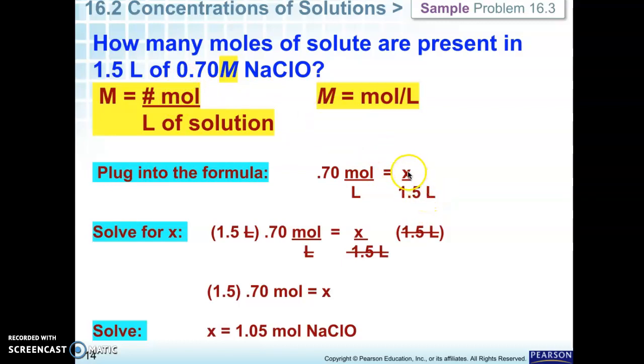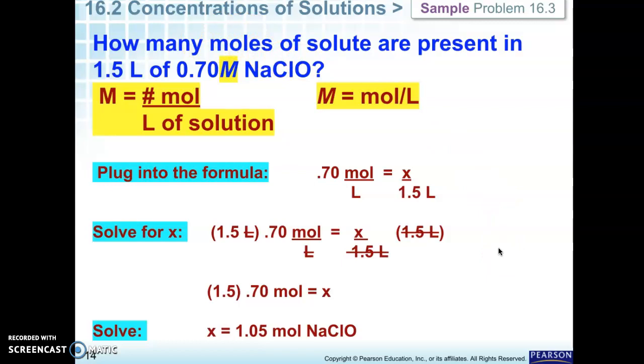Now you can see if you solve for X, what ends up happening is your liters will cancel out, leaving you with just moles, which is what you want. Okay, so you solve for that, and there you go, you get your answer. If I wanted to get to grams, I'd have to do one additional step, and that would be taking my moles, going moles to grams, looking up the mass from the periodic table, which is equal to 1 mole, and then doing that calculation. But since they only asked for moles here, I could stop right there.